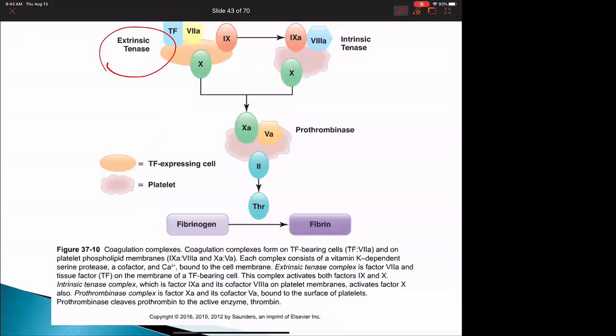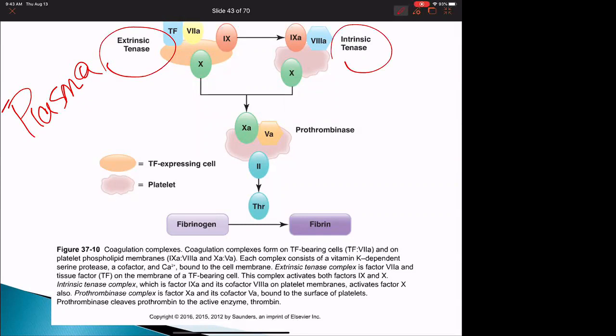So let's keep it right here in the extrinsic tenase. Sorry, let me go back. Okay, so we're going to talk about two different pathways. This is again the plasma-based model, so just keep that in mind. I'm just going to put plasma so you guys remember. Oh my God, this is so nice. Okay, so let's do the two different pathways that occur in the plasma-based model. We have the extrinsic pathway right over here, and then we have the intrinsic pathway.